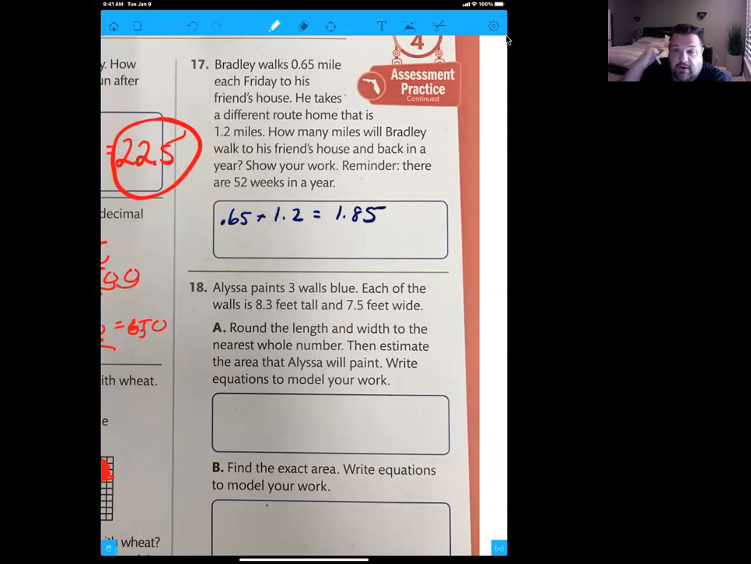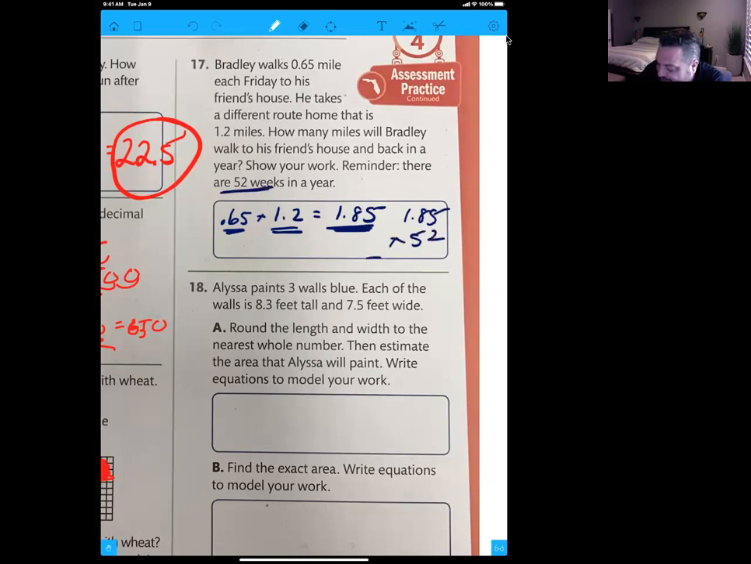But you also have to think, right? This is about 1, and this is 0.65. So 1 times basically something a little less than 1 is going to give you around 1, right? If your answer is 18 or 185 or 1,850, that doesn't match the problem, right? So take your time. And then you have to take the 1.85 and multiply it by the 52 weeks.